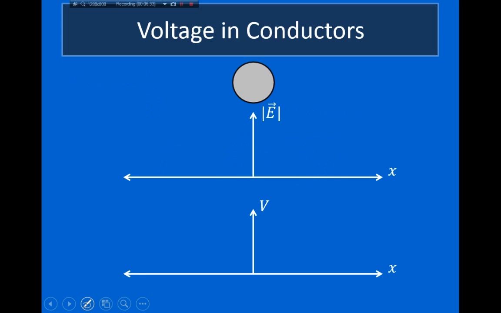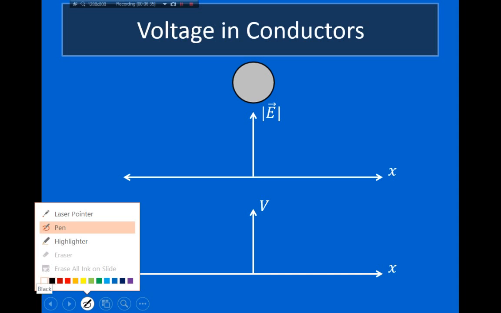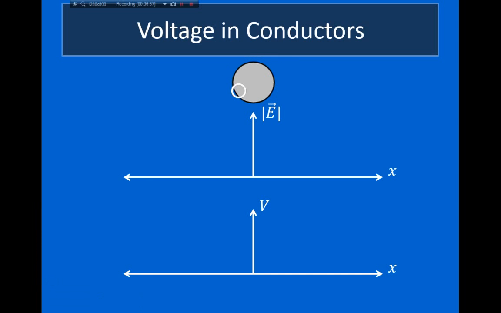So what does this mean? Let me go ahead and just show a little example. So suppose I had a metal conductor, and let's just say that there is some positive charge that's distributed on the outside of this conductor. So I've given the conductor some excess positive charge, and of course positive charges repel, so the positive charge is going to distribute itself on the outside of the conductor.